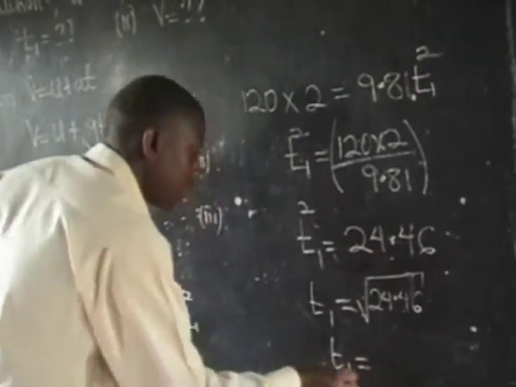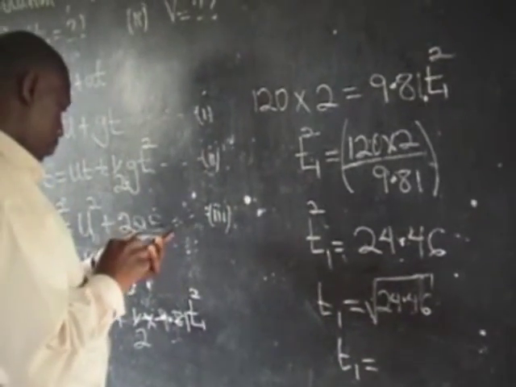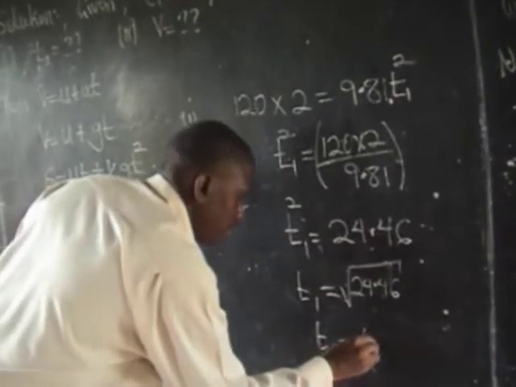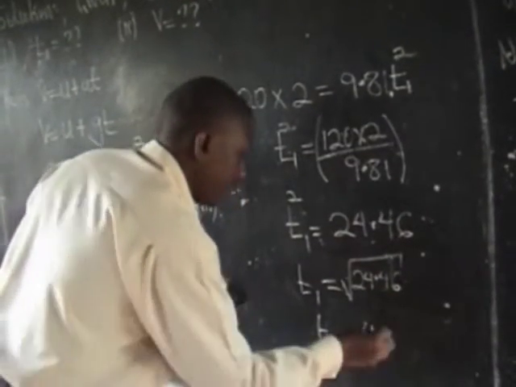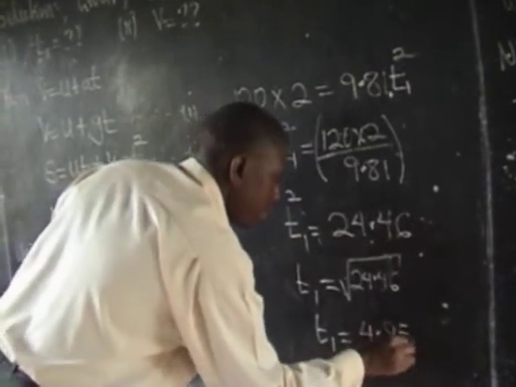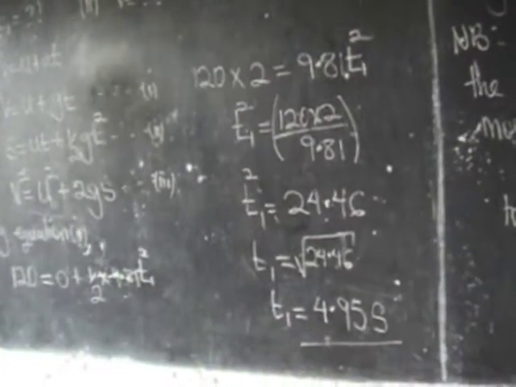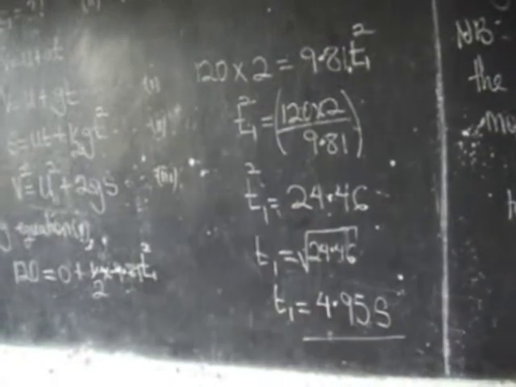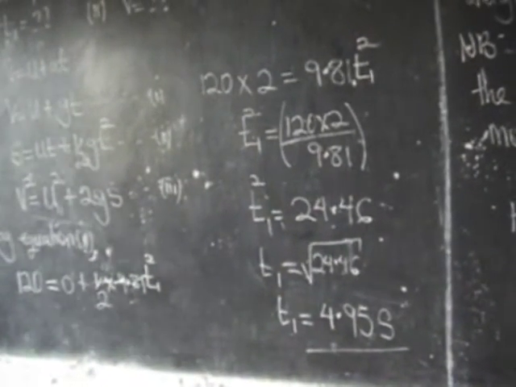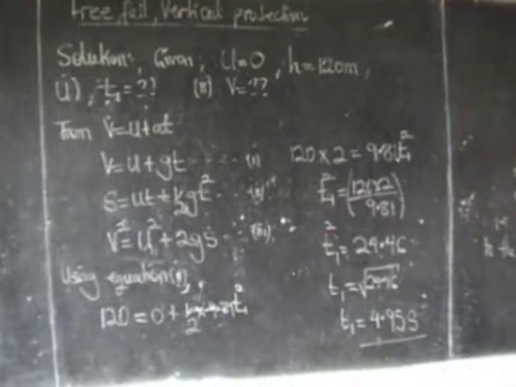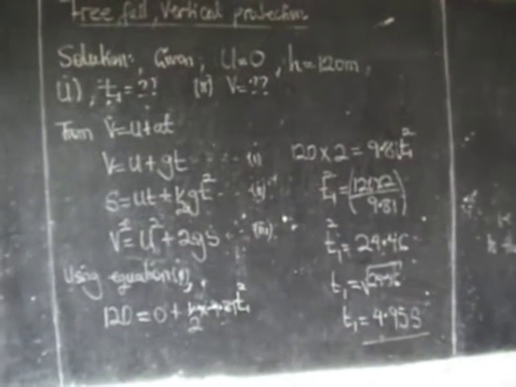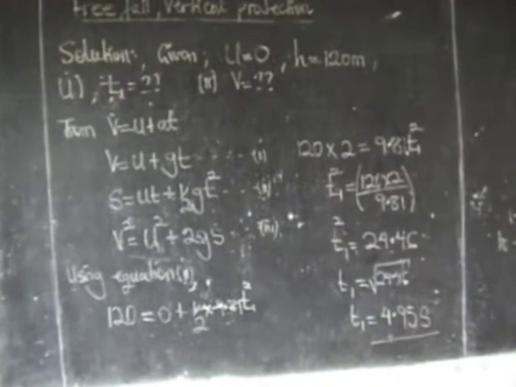So t1 is equal to root... 4.95 seconds. So that will be the time taken by that body to drop through a height. Calculate the velocity with which that body will hit the ground.